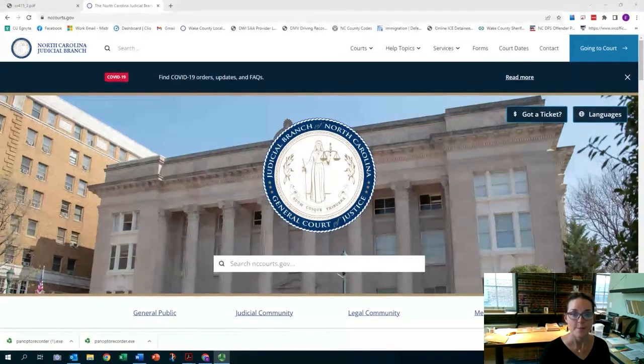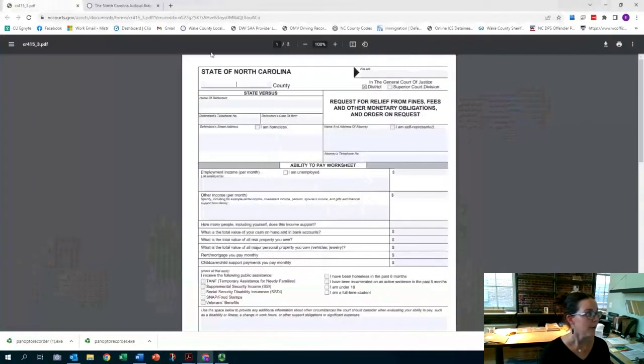This video is about how to fill out a Form 415, which is also known as a request for relief from fines, fees, and other monetary obligations. It is used to request the waiver of fines and fees owed on a previously disposed ticket, most often in traffic cases. Today, we're going to go through just how to fill it out online.